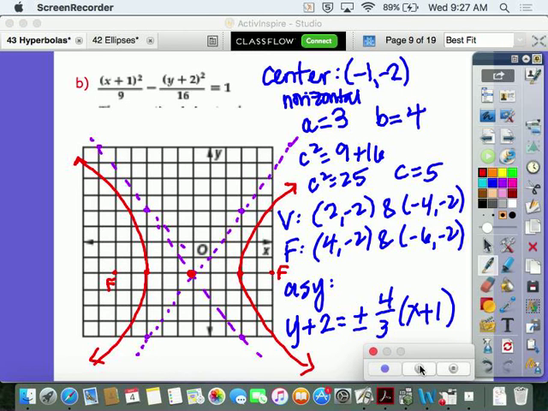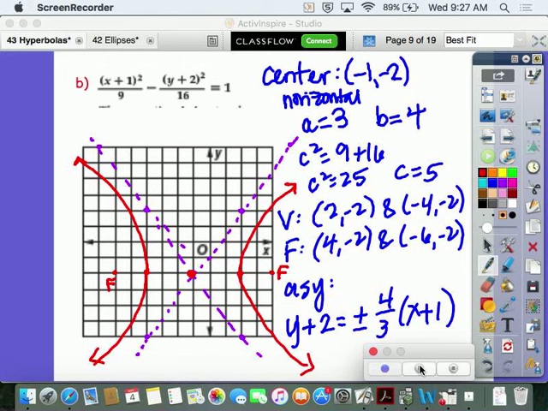Alright? Now, if I ask you just to graph, not to find any information, honestly, all you really need are your vertices and your asymptotes. It's really all you need if I just ask you to graph, okay? And of course, determine if it opens up or down or left and right. Okay? And the center, because you got to figure out where your asymptotes intersect each other.